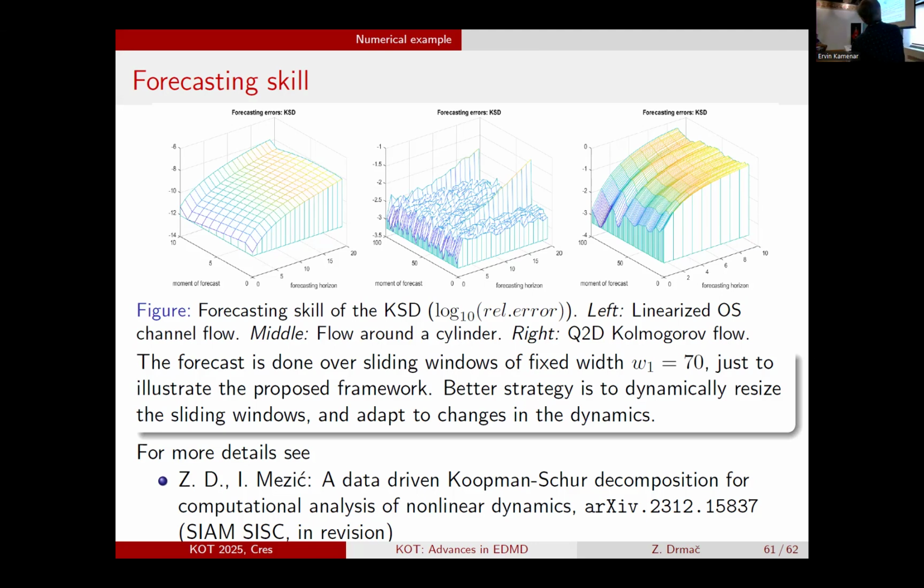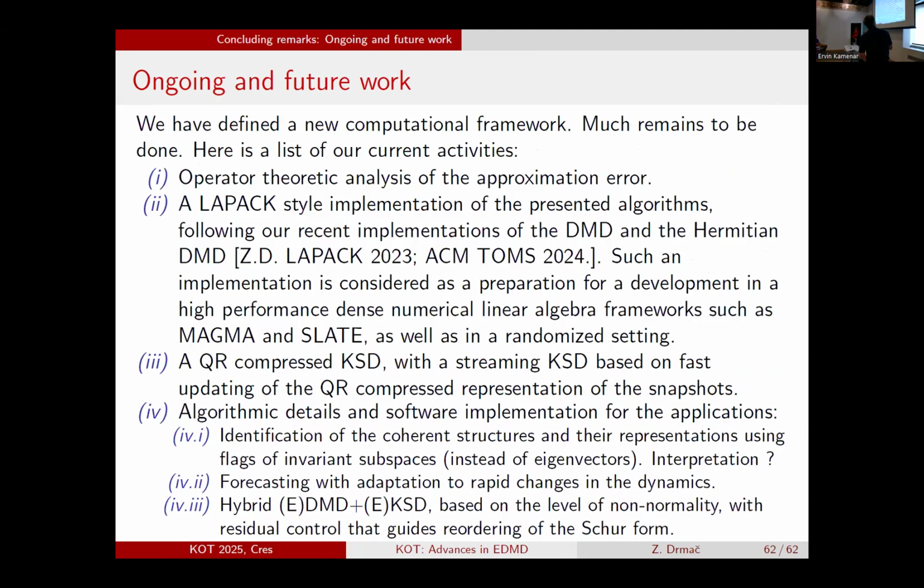And this is the paper in revisions. It should hopefully be accepted soon. So the details are there. And there's one remark on software. I think we are very, very far. Much needs to be done before we are ready to have a really robust, reliable software that can run on high performance exascale machines and so on. So we have some progress. Since last year, the DMD is included in LAPACK.